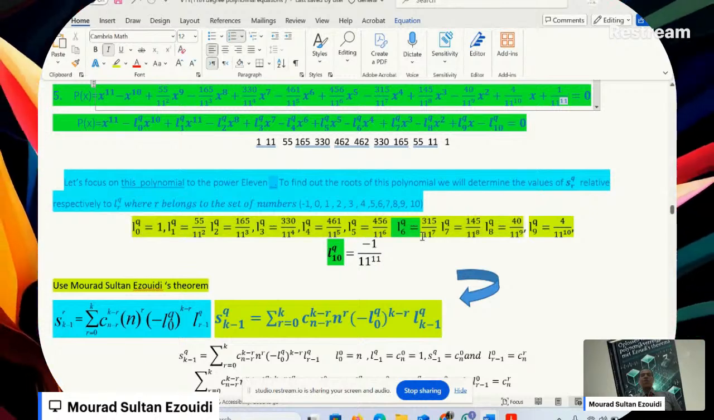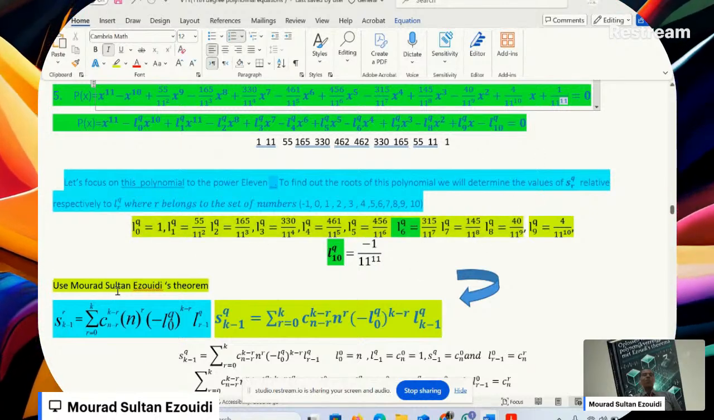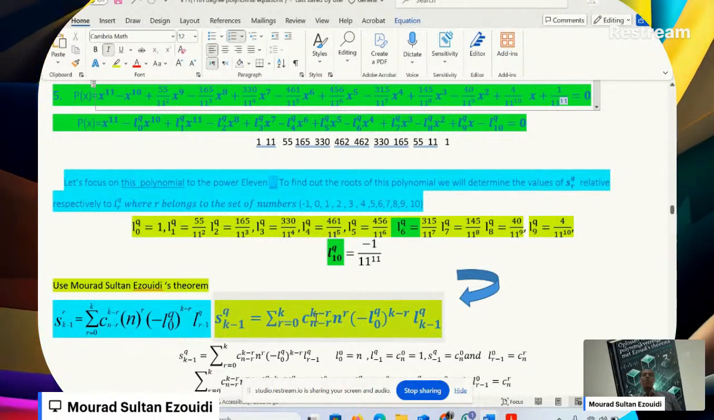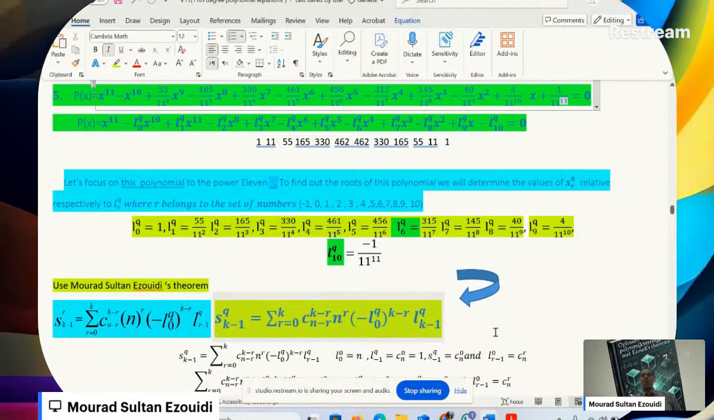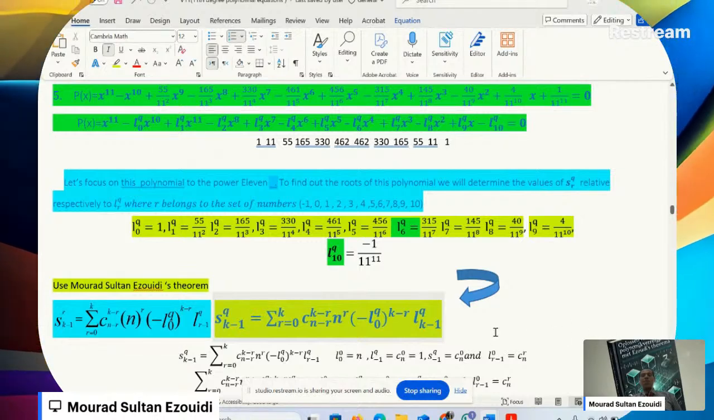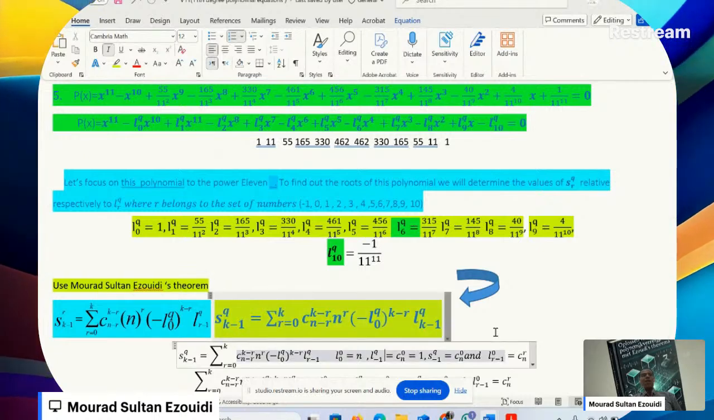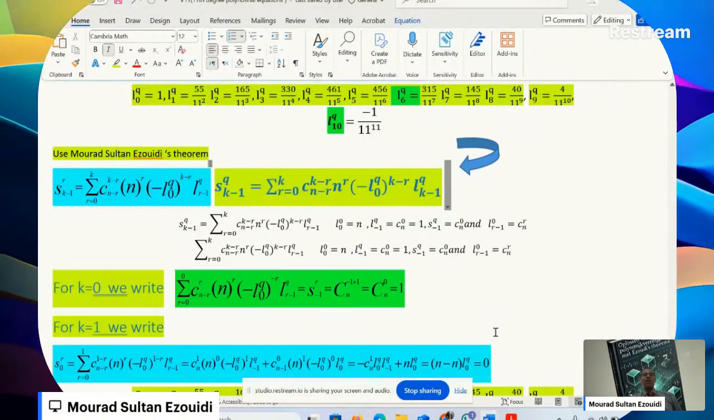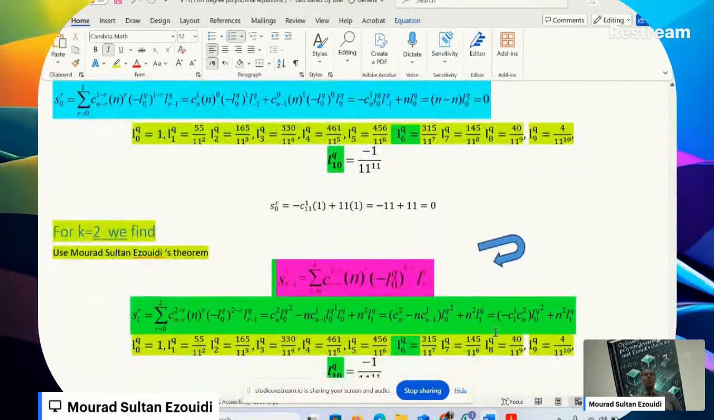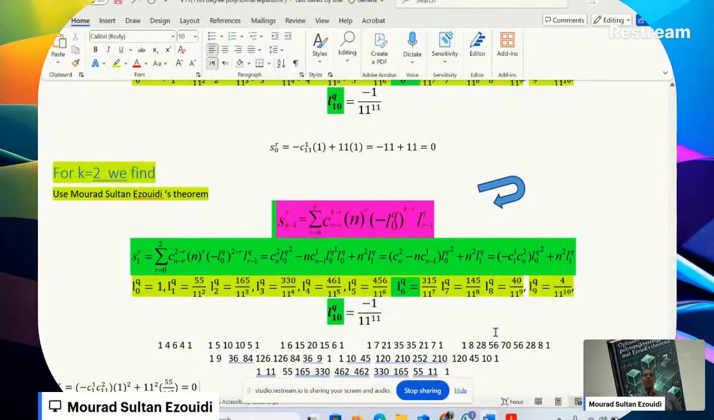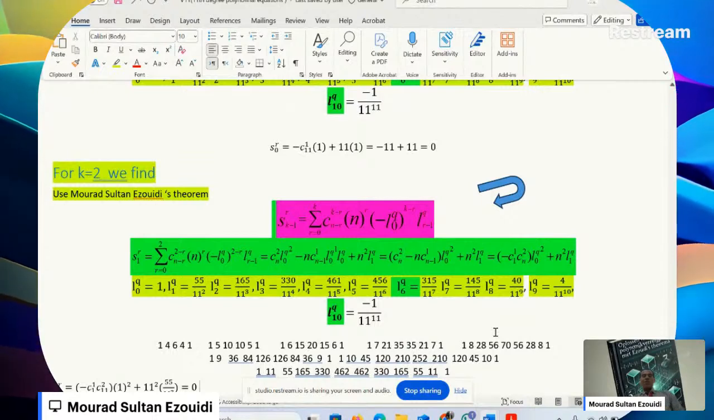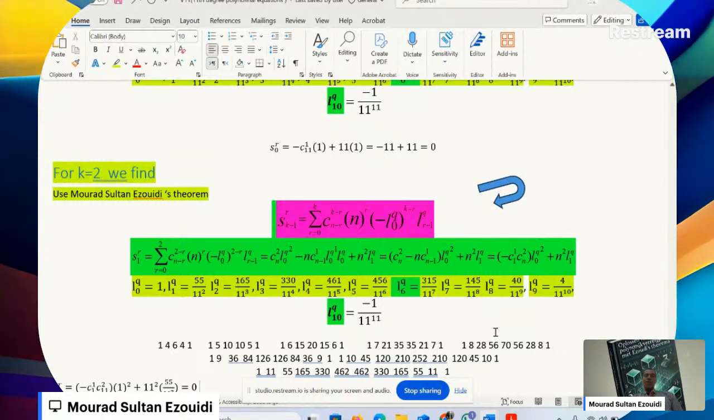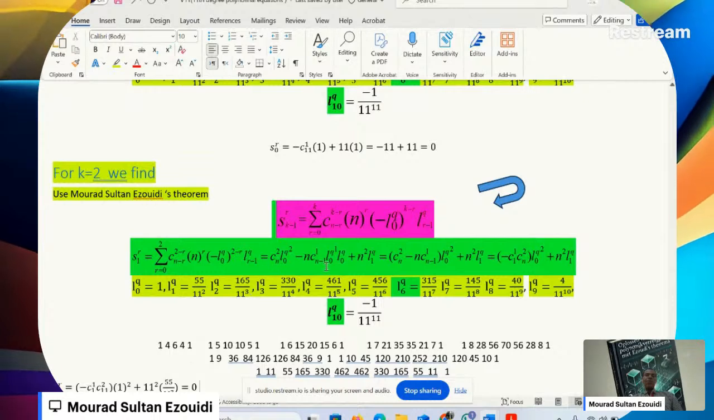Now, these are the coefficients of my 11 degree polynomial equation, and I'm going to use the Mourad Sultan theorem, which is S subscript k minus 1 over 2 equals the sum from 0 to k, combination n minus r choose k minus r, multiplied by minus L0 raised to the power k minus r times L_{k minus 1} over 4. So when putting k equals 0, you will find that 1 equals 1. When putting k equal 1 in the formula of Mourad, you will find that S0 is equal to 0.